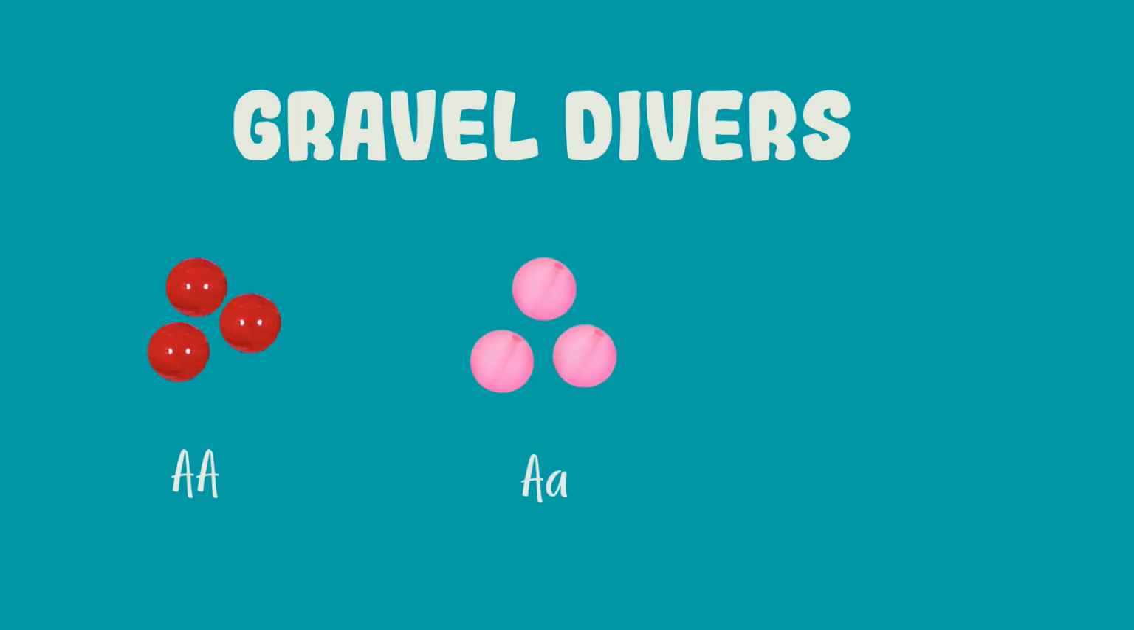In this exercise, you will be working with a population of gravel divers. Gravel divers, which look very much like medium-sized beads, can exist in one of the 3 different colors. The red gravel divers are homozygous for the capital A allele. The pink gravel divers are heterozygous for the 2 alleles. The white gravel divers are homozygous for the small letter a allele.